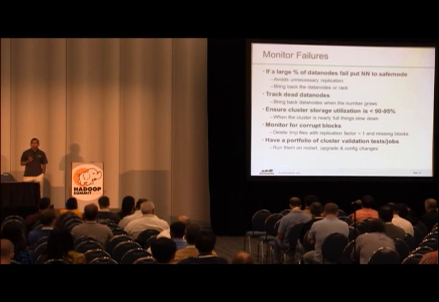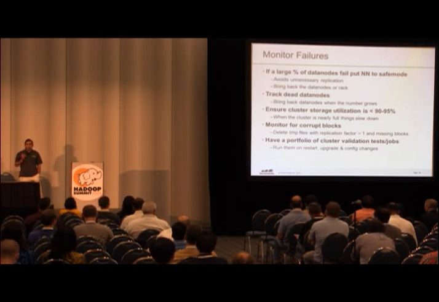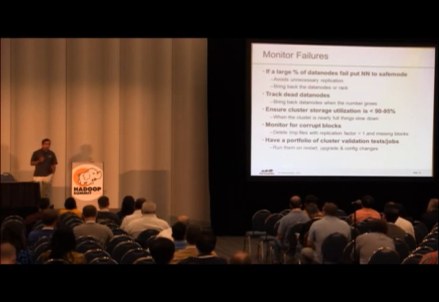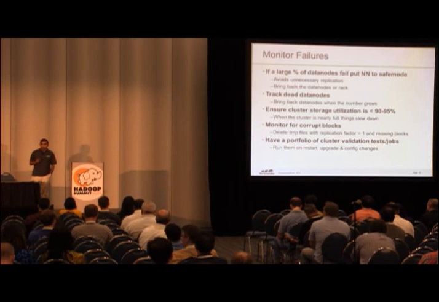When there are corrupt blocks or corrupt files because of files which have a replication factor of 1, which typically means that they are not important files, you can delete those files. One other thing that worked very well at Yahoo is to have a portfolio of tests or jobs to validate the cluster. This is very useful when you upgrade your clusters or when you make configuration changes, to make sure and get a feel for whether the cluster is functional.